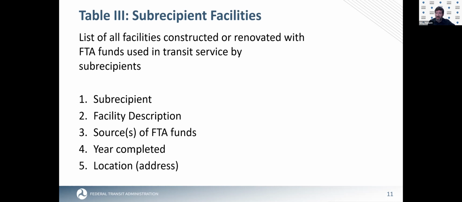So if you have multiple sub-recipients, obviously you would want to identify which one has the facility. The description could be a transit center, administrative offices, maybe a maintenance bay. The source of FTA funding, meaning perhaps it's section 5307, maybe section 5339. I think year completed is self-explanatory, and location, we really mean street address.